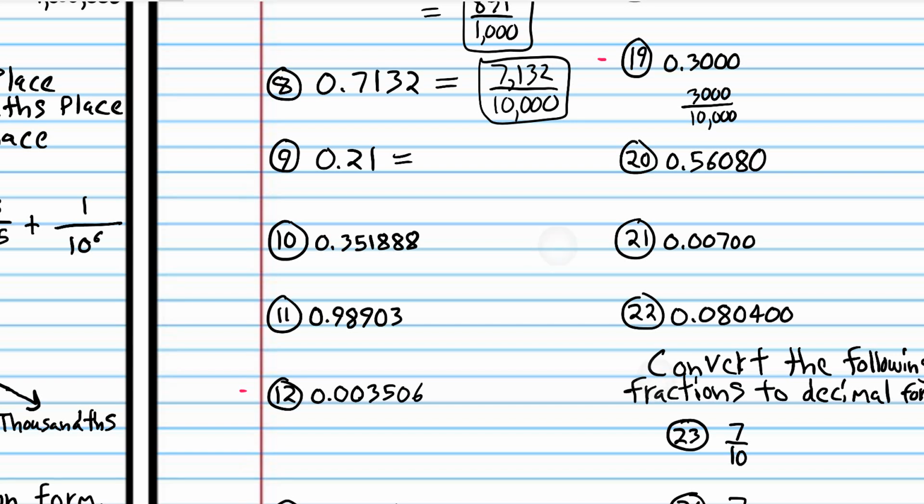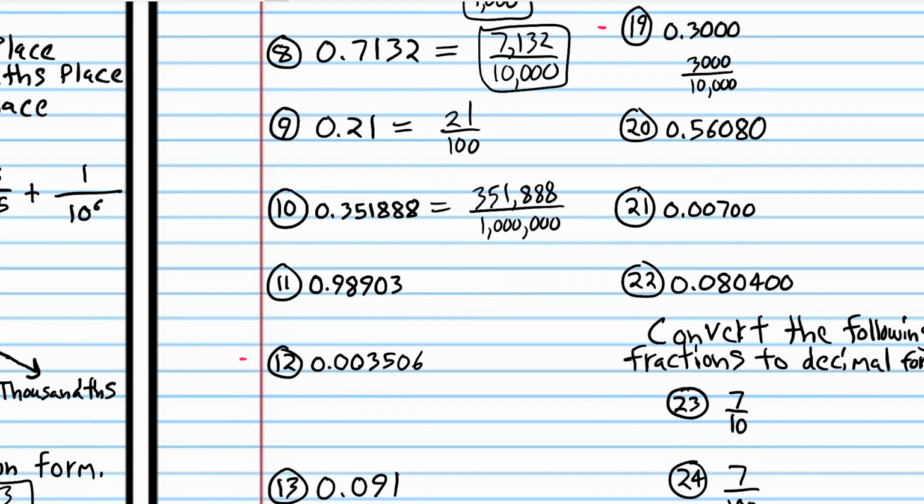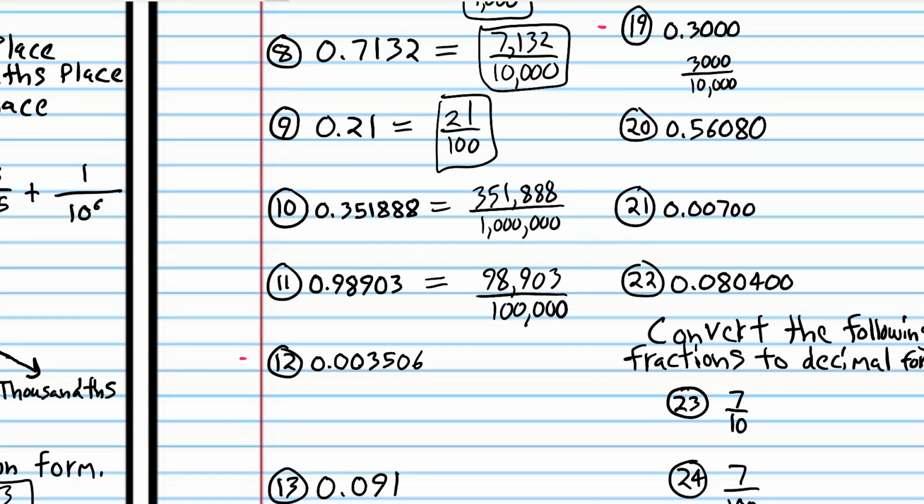All right, we're back. 21 over 100, because 1 is in the 100th place. 351,888 over a million, because the last number to the right is in the millionth place. And we have 98,903 over the tenths, hundredths, thousandths, 10,000ths, 100,000ths place. I have to count. 100,000ths. And of course, remember to rectangle your answers.